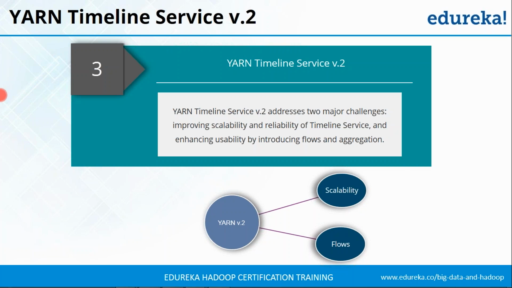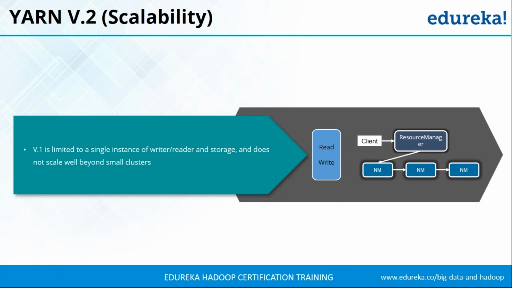This YARN timeline service version 2 alpha 1 is provided so that users and developers can test it and provide feedback and suggestions for making it a ready replacement for timeline service version 1.x. It should be used only in a test capacity. Most importantly, security is not enabled. So do not set up or use timeline service version 2 if security is a critical requirement. YARN version 1 is limited to a single instance of a writer/reader and storage and does not scale well beyond small clusters.